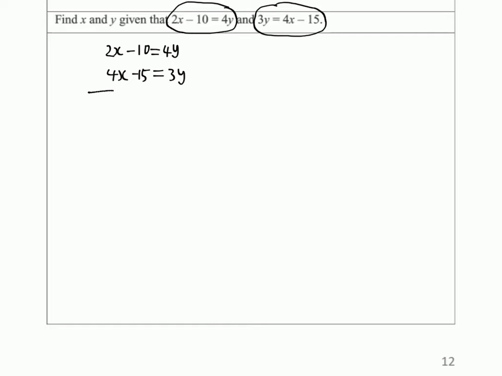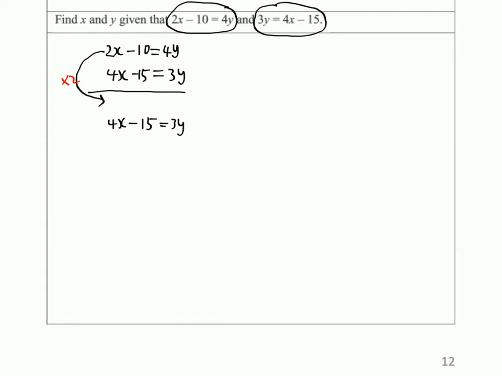Okay, so now we will solve this using the same method that we've used in solving simultaneous equations. We need to find a way to make sure that the x's and the y's match. In this case, I've got 2x, this is 4x. Probably easier for me to change into 4x. The first equation, I will multiply by 2, and I leave the second equation where I don't change it. So this is 4x minus 15 equals 3y.